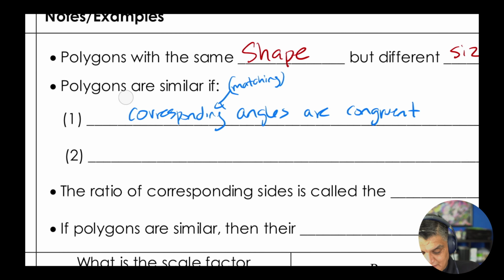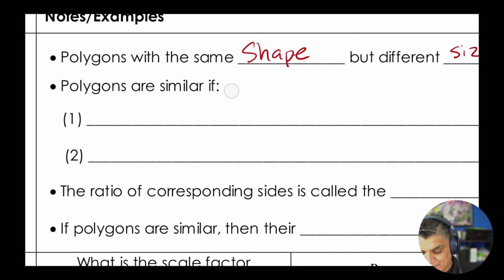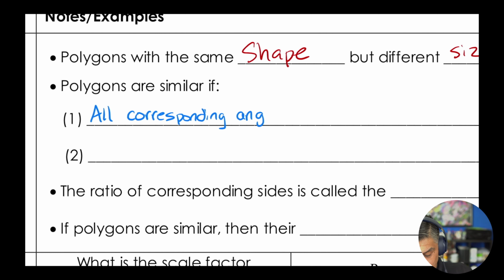Okay, someone said, Mister, can you write better? Because that was kind of sloppy. I apologize. Yes, I will write better. I did that kind of fast. Thank you for letting me know in the chat. All corresponding angles are congruent. And all corresponding means is matching. Okay, is that writing better?